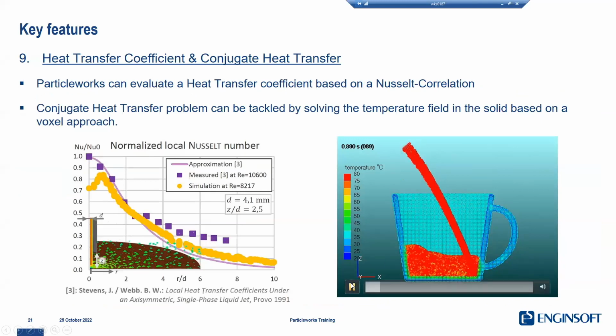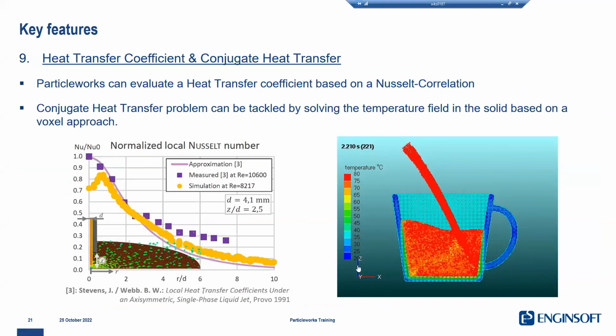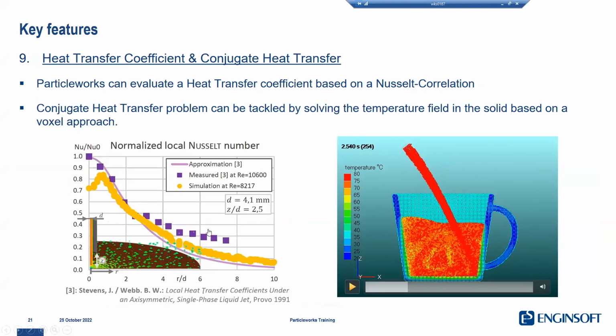We do have a lot of thermal capabilities. That is also very interesting. Again, I don't want to go into detail, but we have at least three ways of analyzing thermal aspects in Particleworks. We can focus on convective heat transfer coefficient estimation. So we can use Nusselt correlations to estimate the heat transfer coefficient on a surface due to the fluid phase.